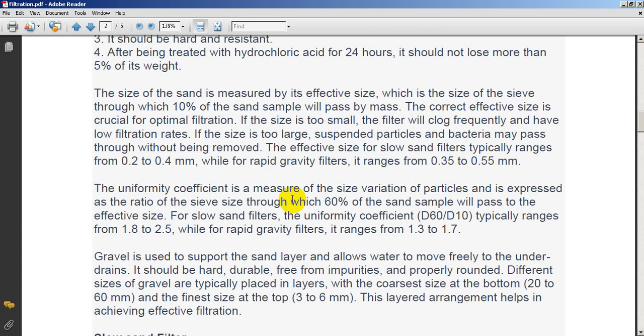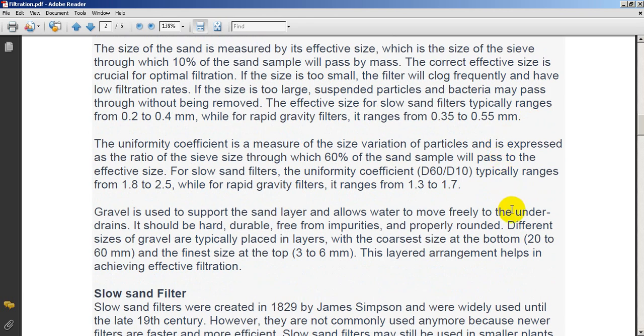Gravel is used to support the sand layer and allows water to move freely to the under drains.